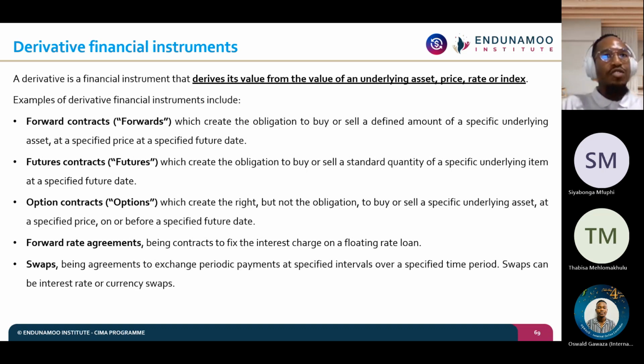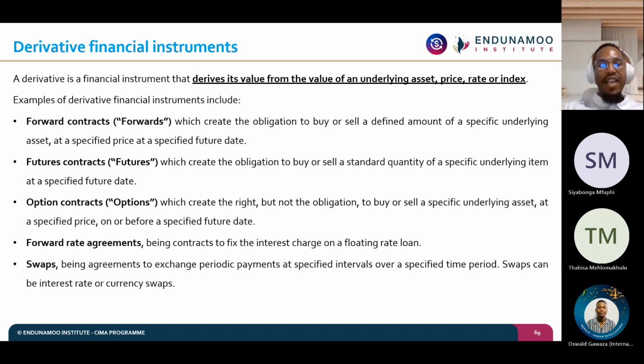Then you have option contracts, being options. These create the right, they only create the right, but not the obligation to buy or to sell a specific underlying asset at a specific price on or before a specified future date. So it's on or before a certain date. Here, it could be an option to buy or sell shares, an option to buy or sell diesel, an option to buy or sell currency at a specified price, being the exercise price, on or before a certain date.